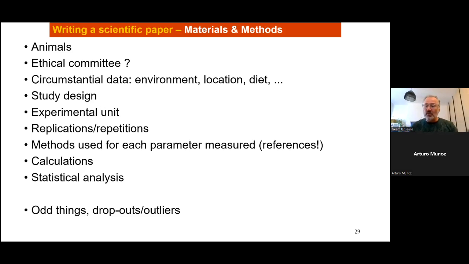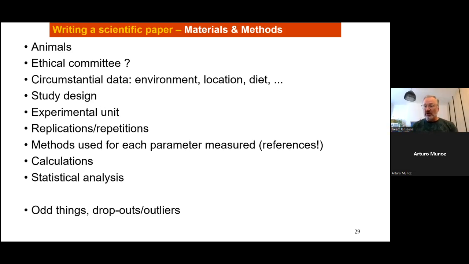The study design: what were the groups that you were looking at? How many samples did you take? What was your experimental unit? And the repetitions you made. And then, of course, the methods used for each parameter. For some parameters which are quite common, you can refer to a reference without explaining too much.